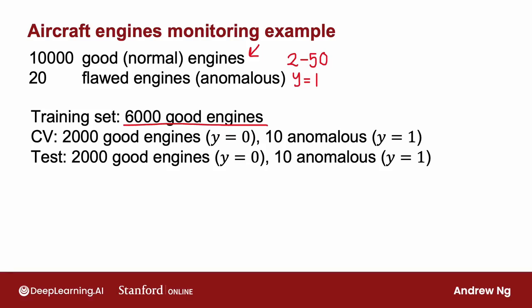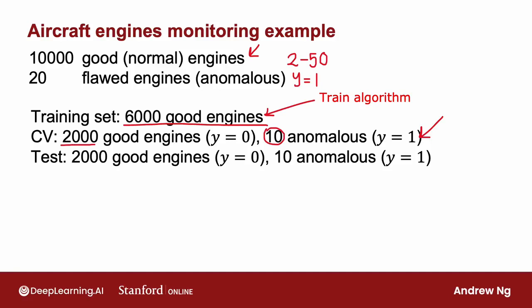What you can do then is train the algorithm on the training set, fit the Gaussian distributions to these 6,000 examples. And then on the cross-validation set, you can see how many of the anomalous engines it correctly flags. And so, for example, you could use the cross-validation set to tune the parameter epsilon and set it higher or lower, depending on whether the algorithm seems to be reliably detecting these 10 anomalies without taking too many of these 2,000 good engines and flagging them as anomalies.